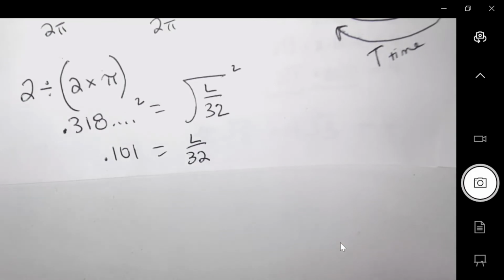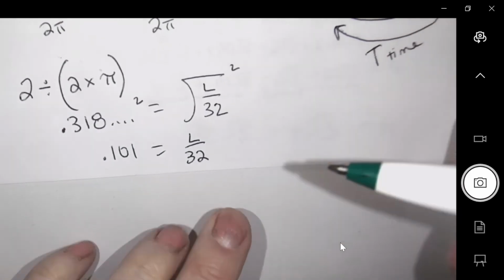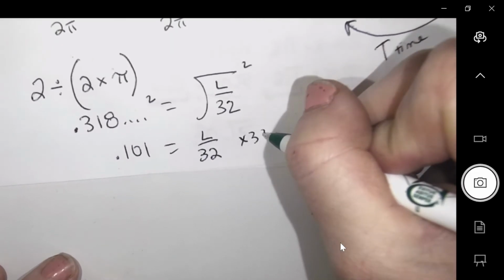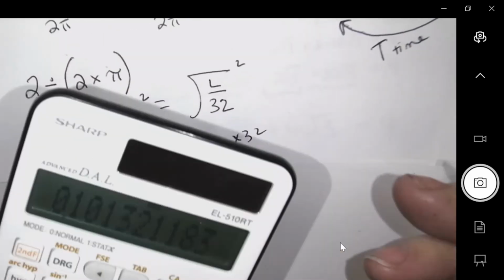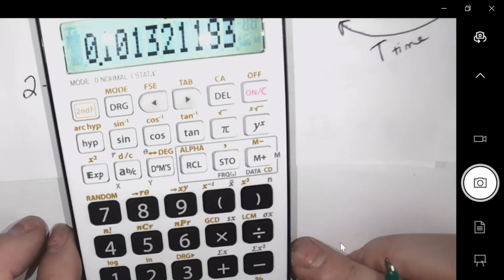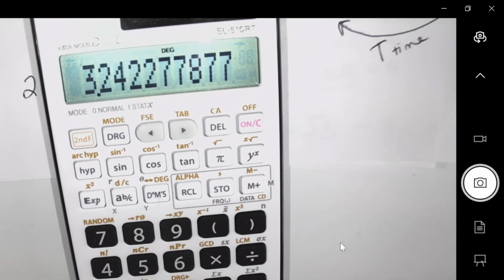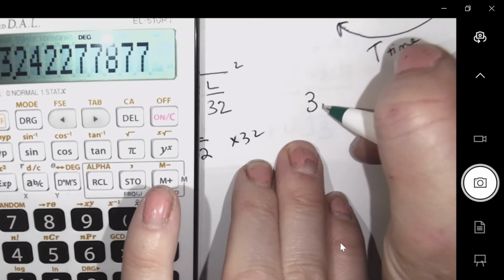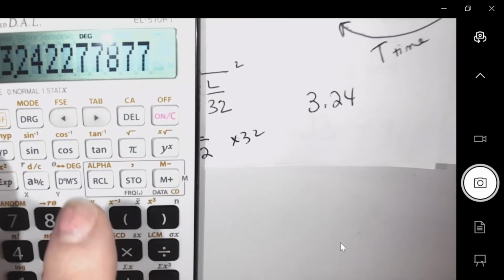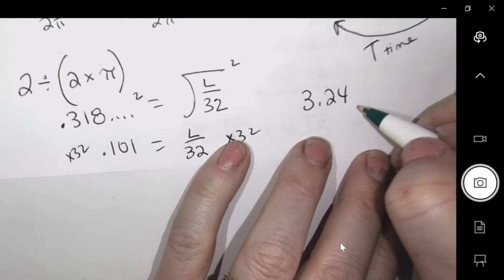All right, now that got rid of the square root, so I'm going to times by 32, and this whole time I haven't rounded a single thing yet. So times by 32, now this is the answer, so I can round it. So 3.24, what is the length? Feet?